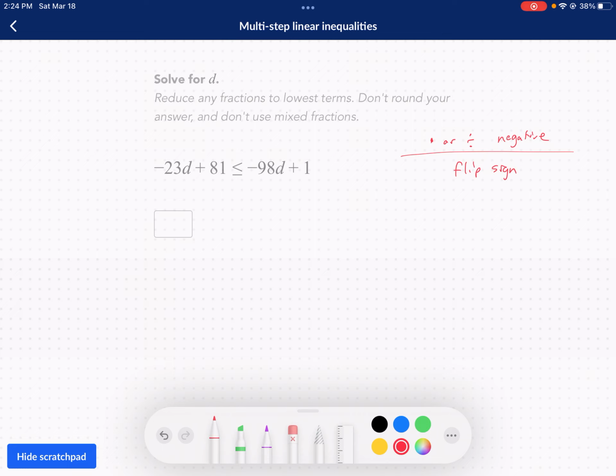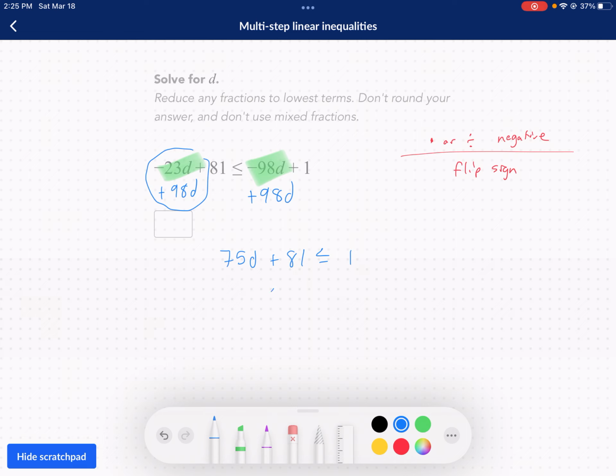So we have a variable on both sides. You can see that we have d on the left and d on the right. The strategy here is to go for the variables first. If you get the variables together, it takes less time and requires fewer steps. I like moving the smaller one. The smaller one is negative 98d, so I'm going to add that to both sides, just because I like to work with positives when possible. So I have negative 23 plus 98 on the left, and that is going to give me 75d plus 81, leaving everything else the same, less than or equal to positive 1.